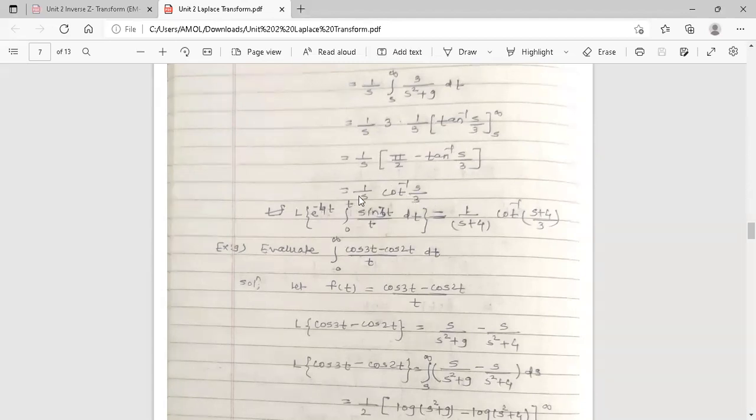So here you replace s by s plus 4. It is 1 upon s plus 4 into cot inverse s plus 4 by 3. This is your answer. Okay.